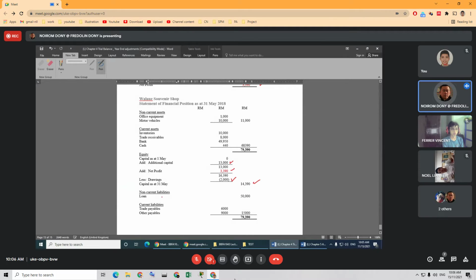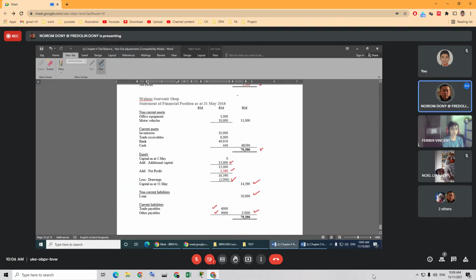Then you have payment. Okay, that is note from Eon, 15,000. And you have other payable and trade payable. Okay, so 15,000. So total, you add all together, so you should have 79,390. So same goes with your assets, should be the same.